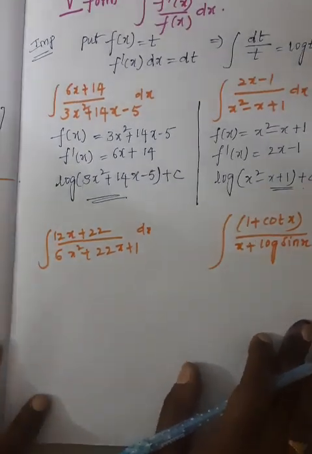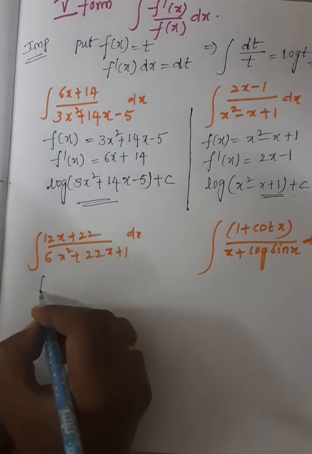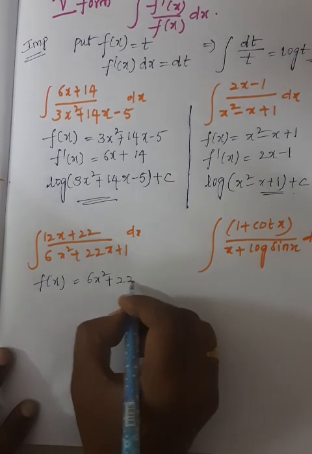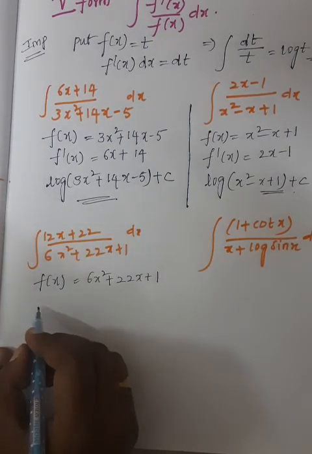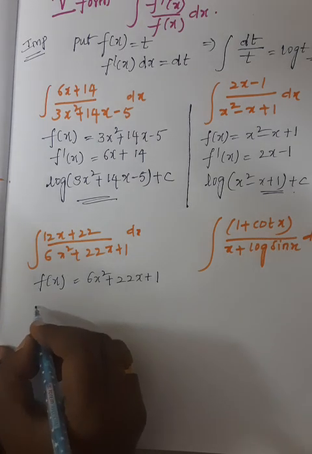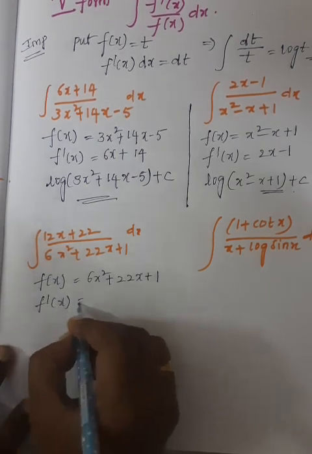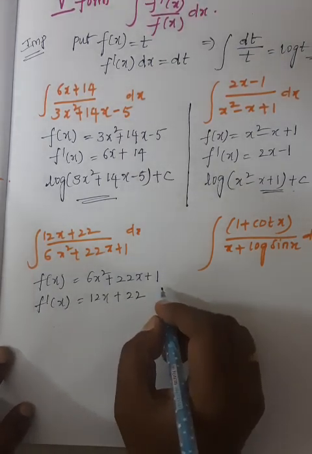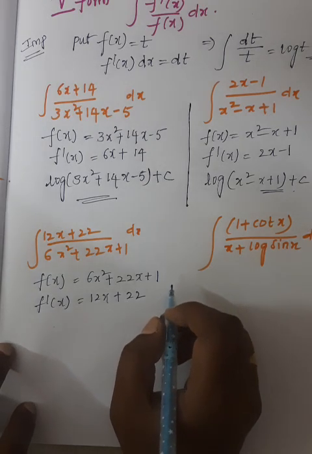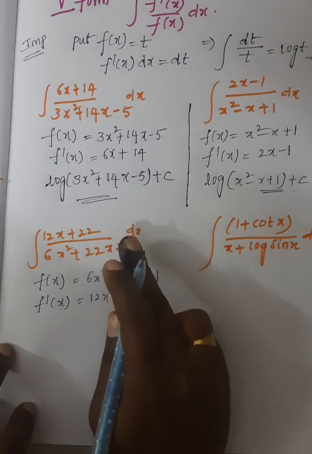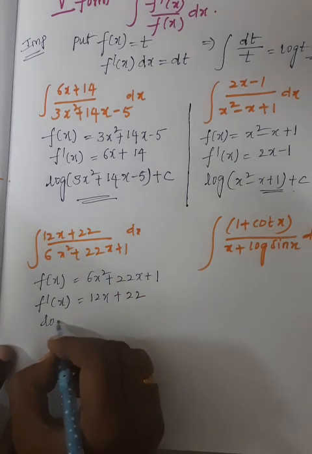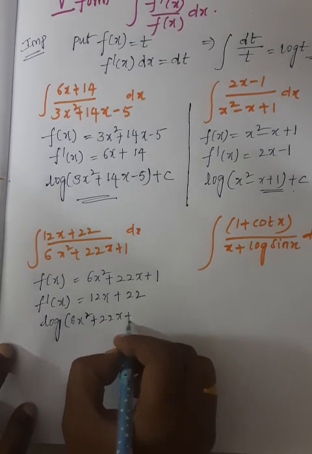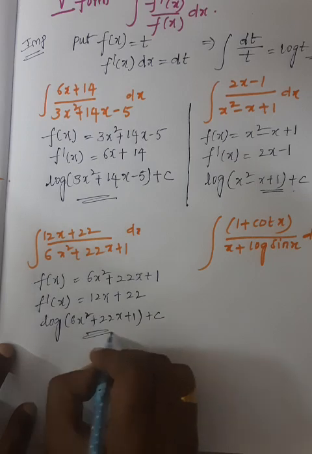Similarly, we can solve these two questions also. Here f of x is the denominator, which is equal to 6x square plus 22x plus 1. Now we have to do the differentiation of f of x, which is f dash of x equal to 6 2s are 12x plus 22 1s are 22 plus 1 differentiation is 0. Now 12x plus 22 is in the numerator. Therefore, we can write log of denominator plus c is our final solution.